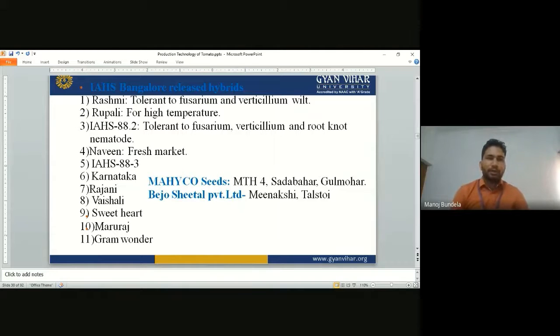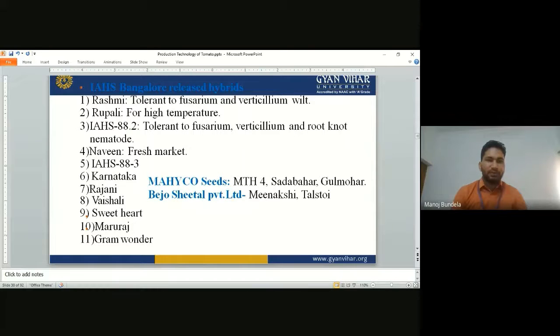IIHR Bangalore, Indian Institute of Horticultural Research. IIHR Bangalore related varieties means varieties which are released from IIHR. So first is Rasmi. Rasmi is tolerant to Fusarium and Verticillium wilt. Rupali. It is mainly grown in high temperature areas. IIHR 88.2. It is tolerant to Fusarium, Verticillium and root nematode.